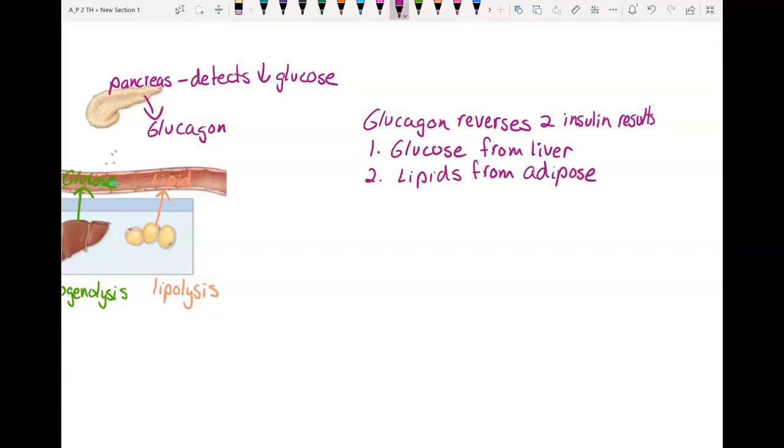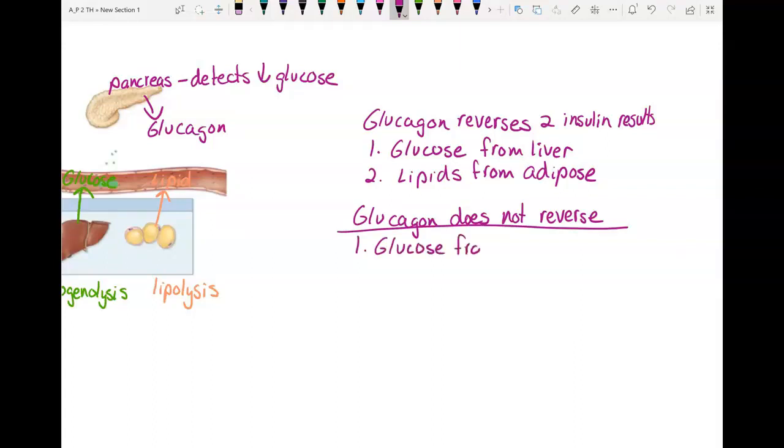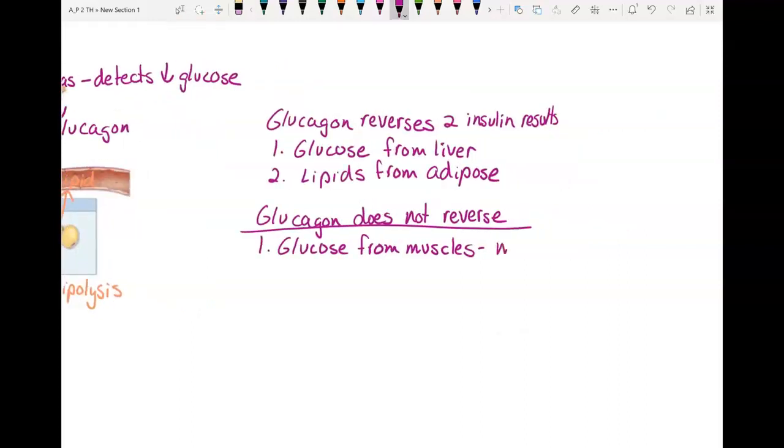So let's take a look at the things it does not reverse. So if you compare these, remember you had glucose also stored in the muscles. It does not take glucose from the muscles. That is because the muscles use that glucose themselves. Whatever glucose you store in the muscles will use. They don't put it back in the blood.